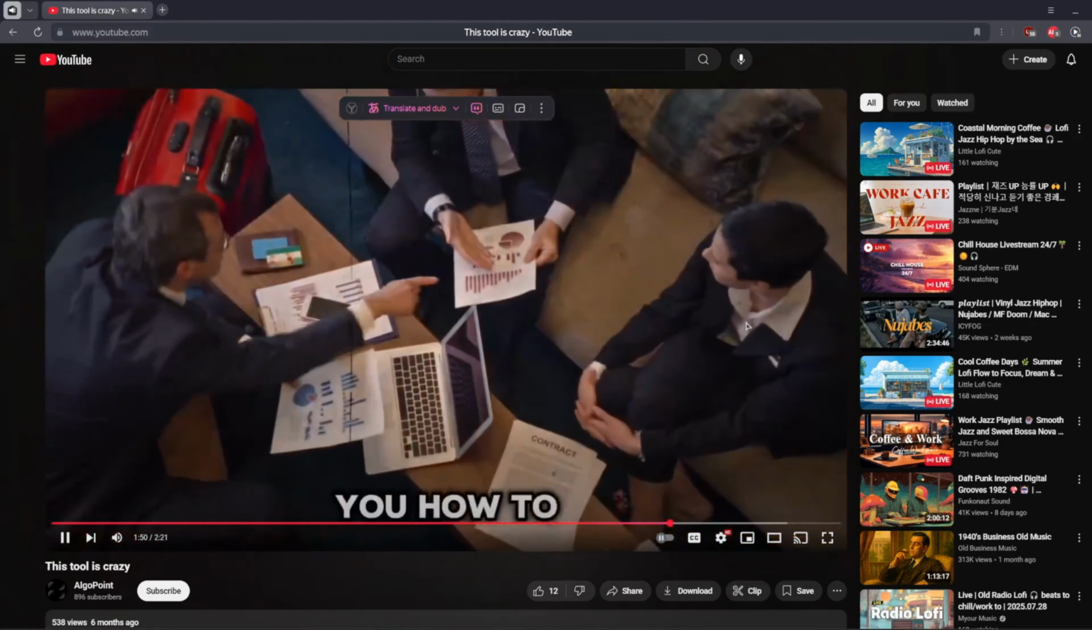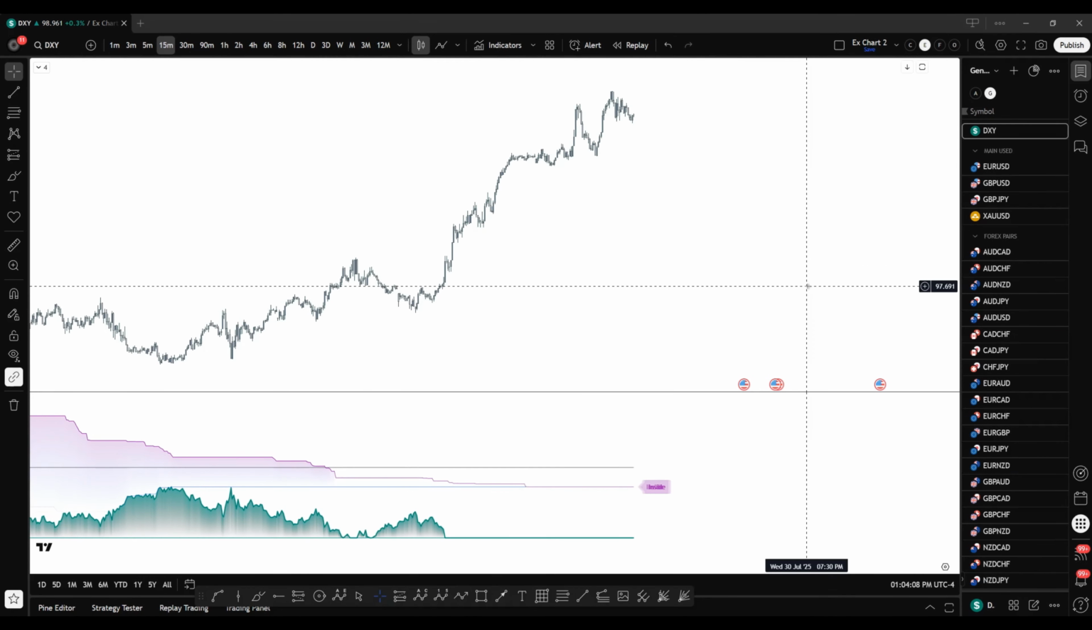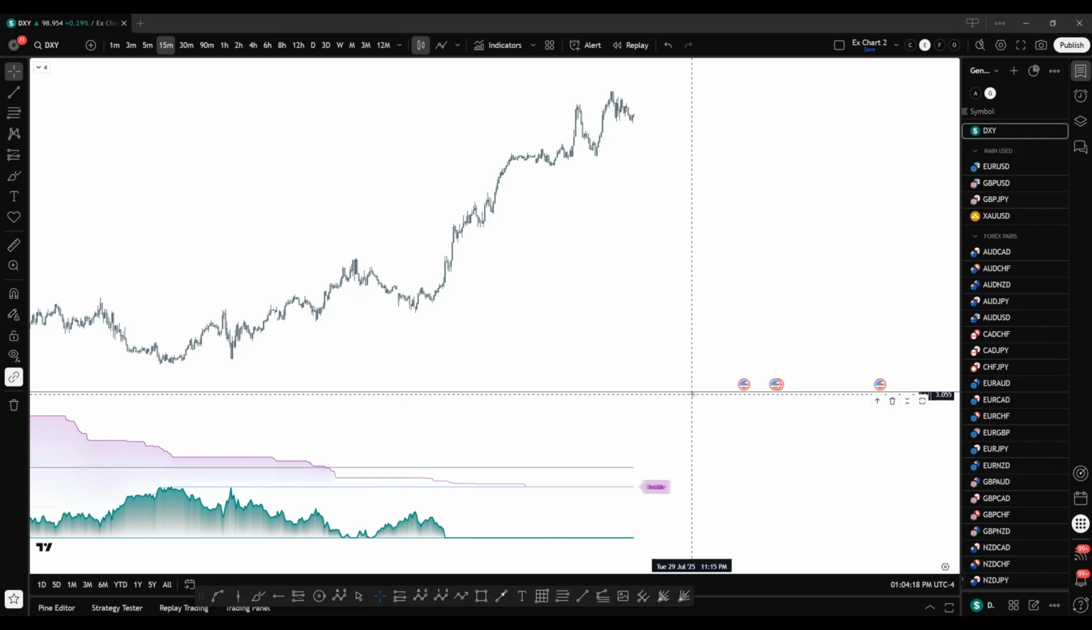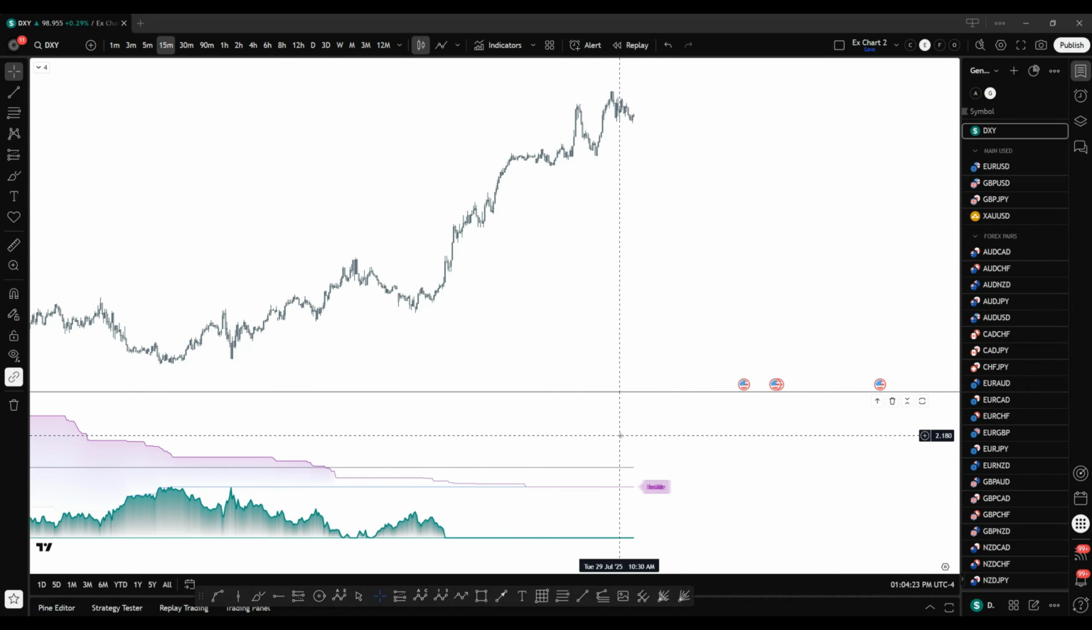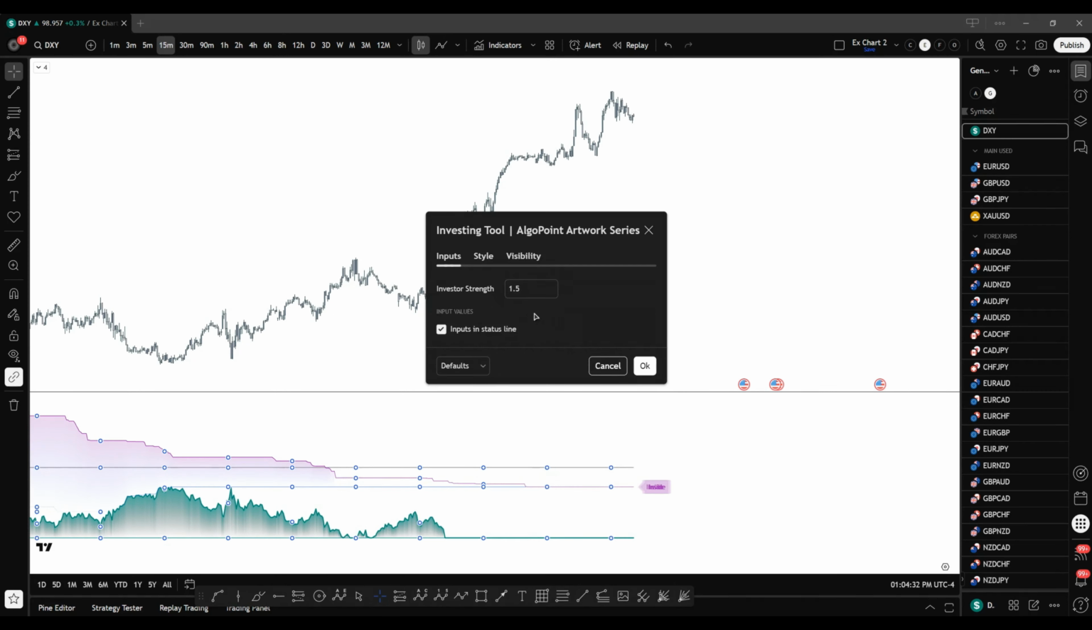Yeah, so nothing crazy. Now, one of the biggest things I noticed off the bat is that customization is super limited. And here's the thing, when you lock down settings like that, you're basically saying this indicator is perfect the way it is, you shouldn't need to adjust anything. I mean, look, there's really nothing here I can adjust, honestly, just the investor strength.